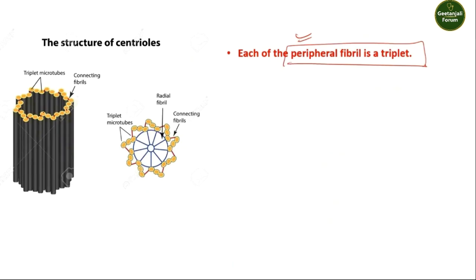These are the peripheral fibrils and they are made up of tubulin protein, and each of the peripheral fibrils is a triplet. This is triplet 1, 2, 3. These are triplets and the adjacent triplets are also linked. Means this triplet is linked with other triplet like this. They are connected with each other.